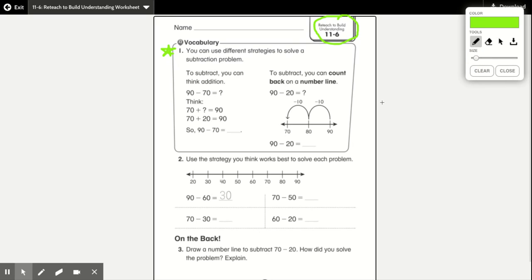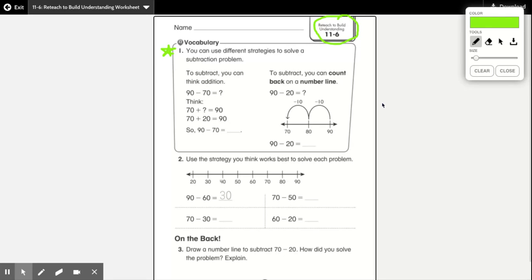So in class, we have learned about many different ways to solve subtraction problems. And can you think of some ways? So think about some different ways that maybe we have been using, some different strategies that we have been using in the class, and let's see if our thinking matches.